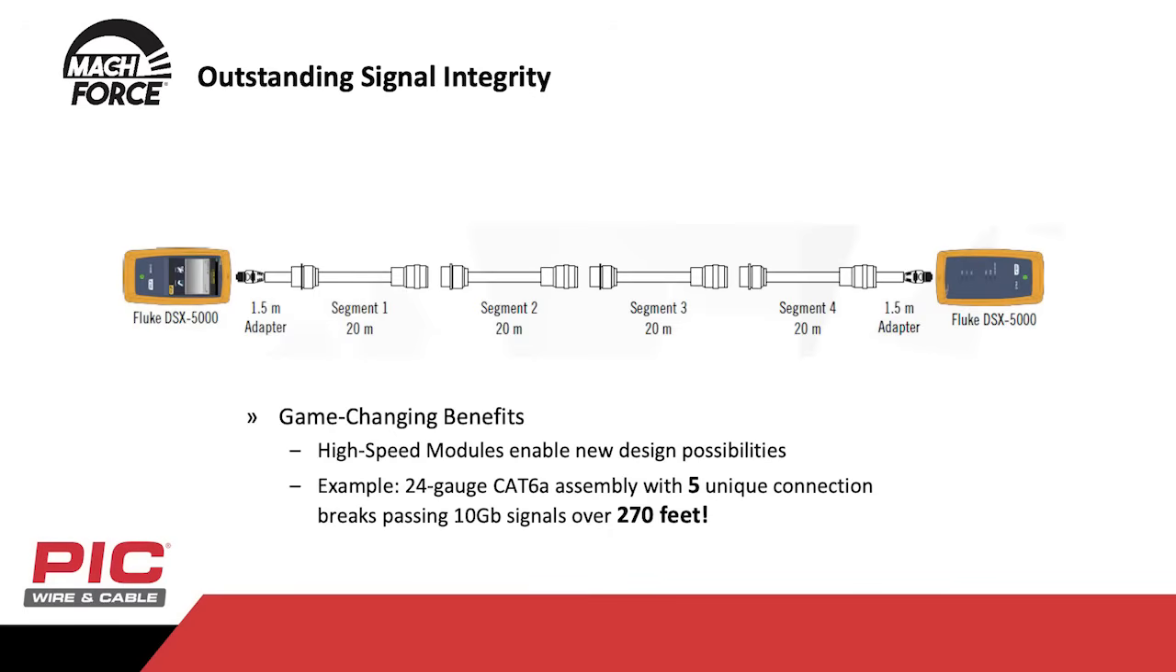Overall, the high-speed modules are game changers and make it possible to design applications that previously were not possible. As an example, we designed a 24-gauge Cat6A assembly with 5 unique connection breaks and performed the standard Cat6A channel test. The assembly maintained 10 gigabit signals and passed the test at lengths greater than 270 feet.